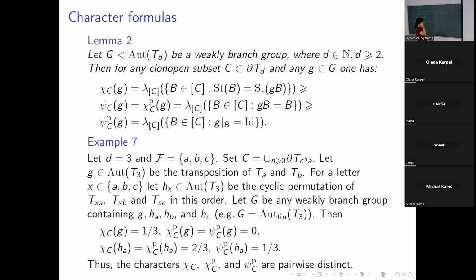Denote the alphabet by 3 letters A, B, C. And let C be the union of all subtrees emerging from vertices of the form C^n A, n greater or equal to 0. So C will contain this subtree. It will also contain this subtree, and this one, and so on. This all is inside C.